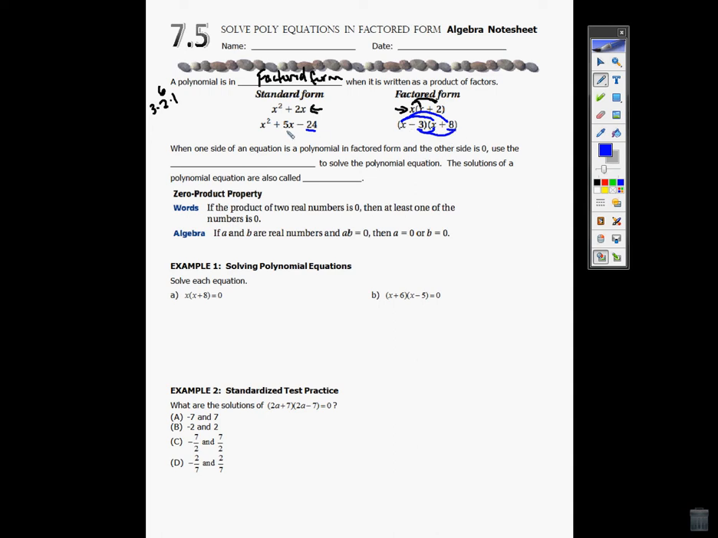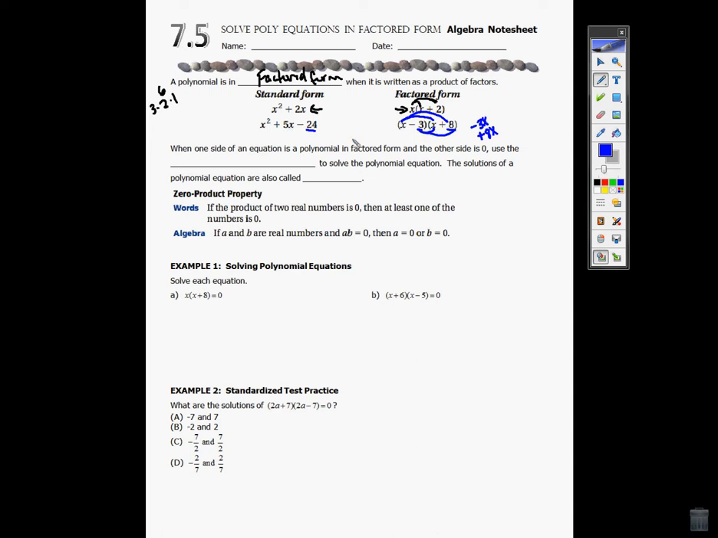But where does that 5x come from? Well, I did first to get x squared. I did last, negative 3 times positive 8, to get negative 24. So the positive 5 must come from when I do the inside and outside. When I do inside, I get negative 3x. When I do outside, I get positive 8x. The combination of these two things simplifies to the center term of this trinomial. So yes, this is the standard form of this factored form.